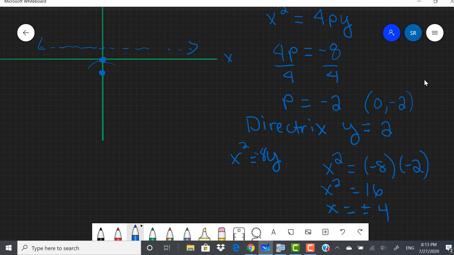So we're going to go over 4 and down 2, and then we're going to go minus 4 and down 2, so that we get 1, 2, 3, 4, down 2, down 2, and we end up with our parabola looking something like that, a little crooked, as my usual graphs are. But this is how you're going to graph these parabolas.